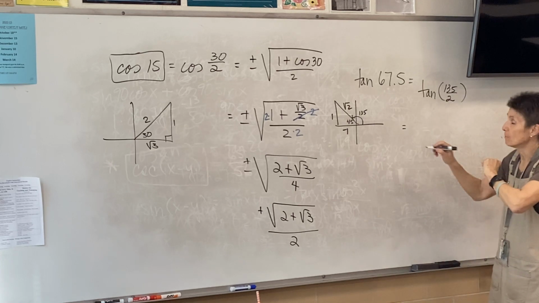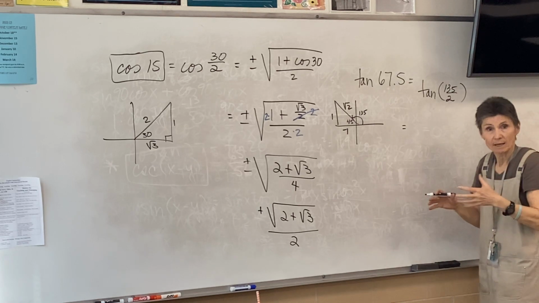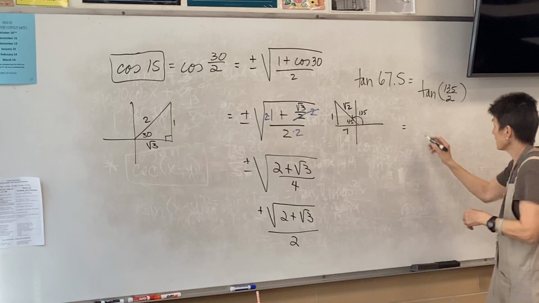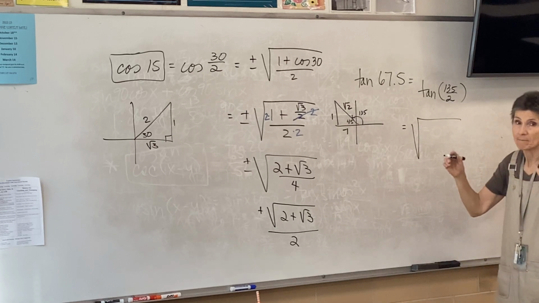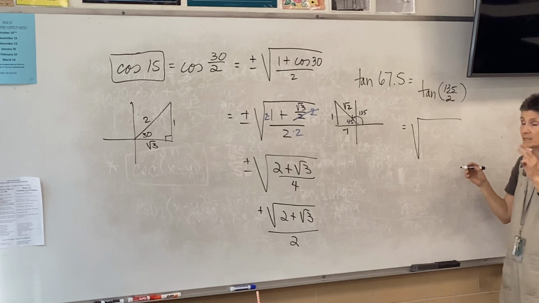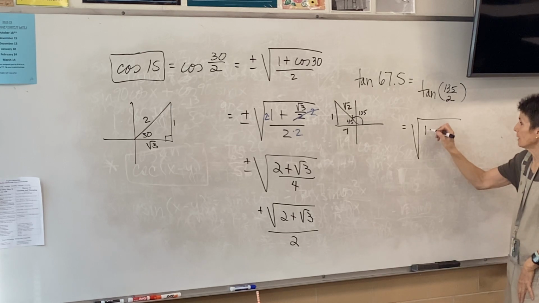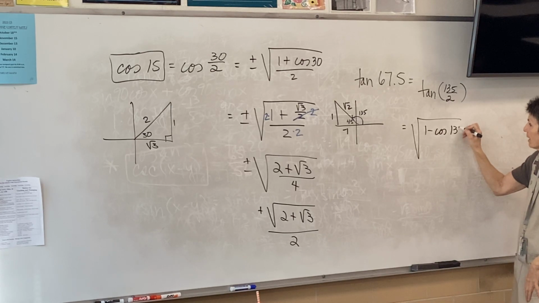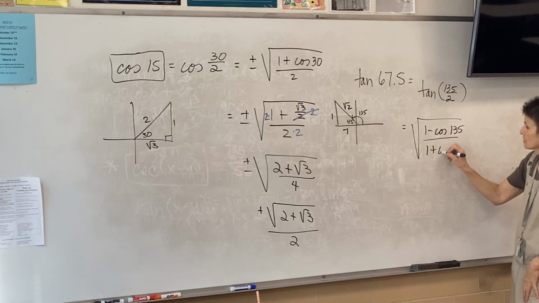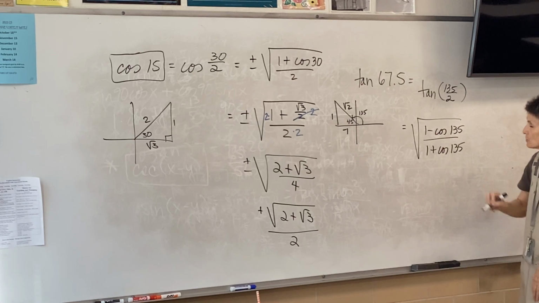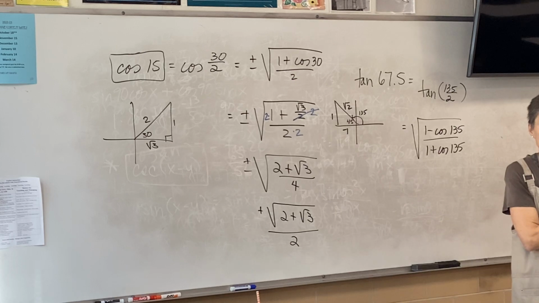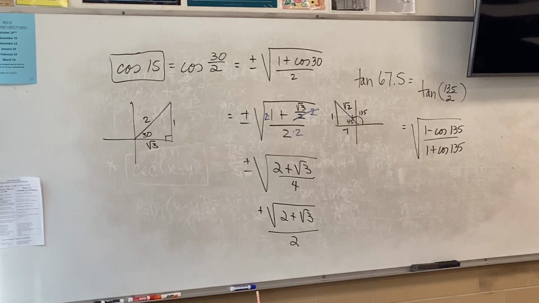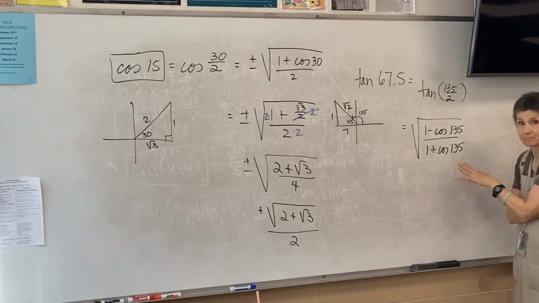So now I'm going to do my formula. And I guess I'll just pick, it really doesn't matter, there are 3 versions of this. So I'll do 1 minus cosine 135 over 1 plus cosine 135. So again, you need to be able to look at your formula sheet and decide which one you're going to use. All right, so here I am, right here.